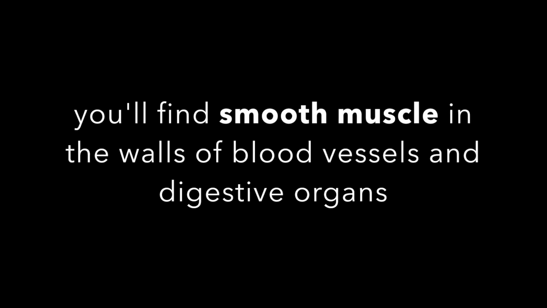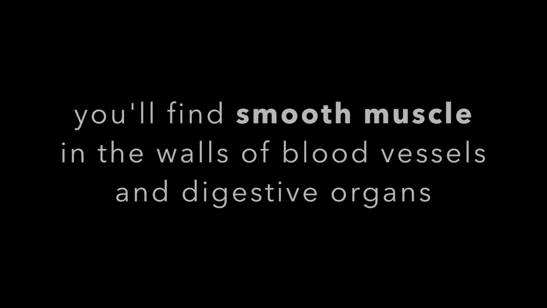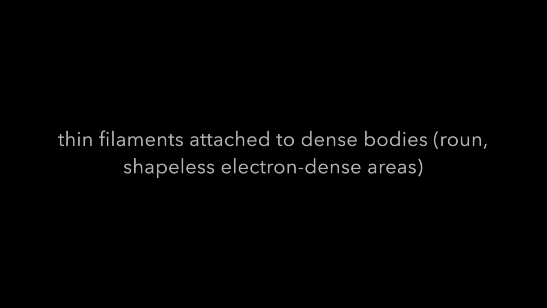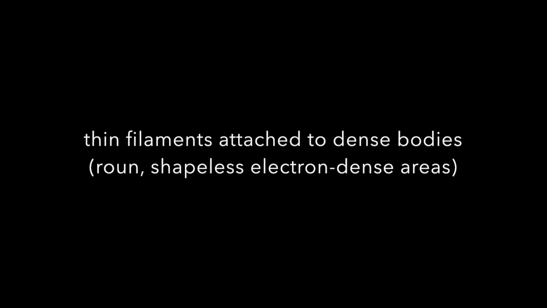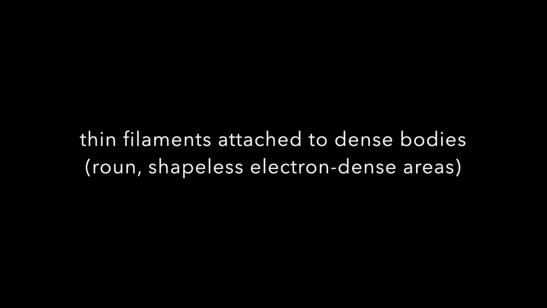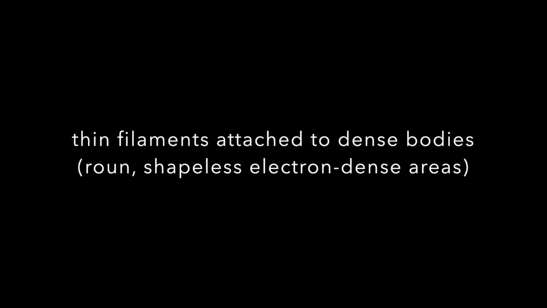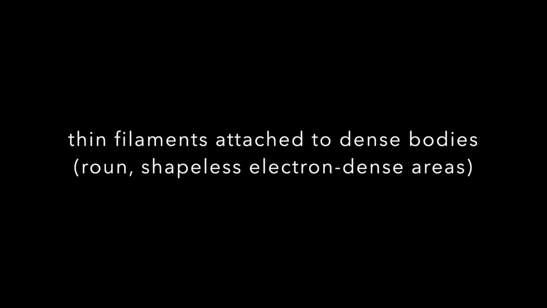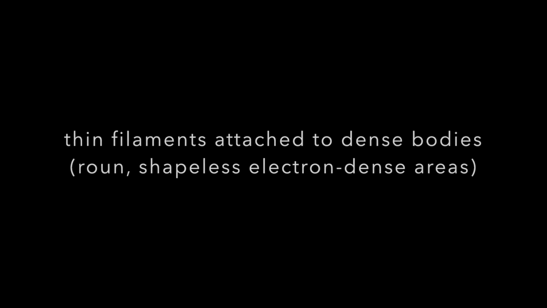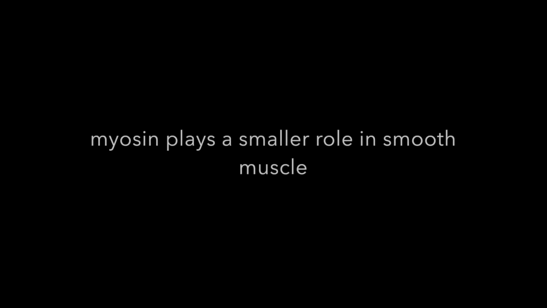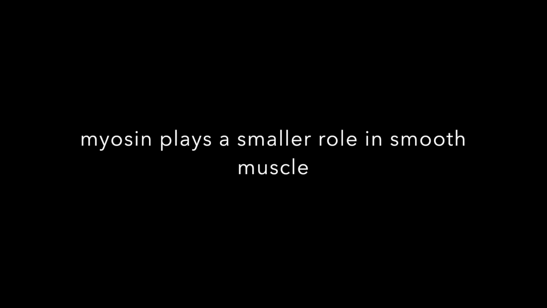And smooth muscle is the type of muscle you'll find in the walls of digestive organs or even blood vessels. So it consists of thick filaments scattered around the cytoplasm and then thin filaments attached to dense bodies. So what are dense bodies? Well, they're pretty much round and sort of shapeless, so amorphous, electron-dense areas. So areas in the cell, in the cytoplasm, that don't have much of a shape and have high concentrations of electrons. There isn't much myosin in smooth muscle, and myosin doesn't play a very important role.